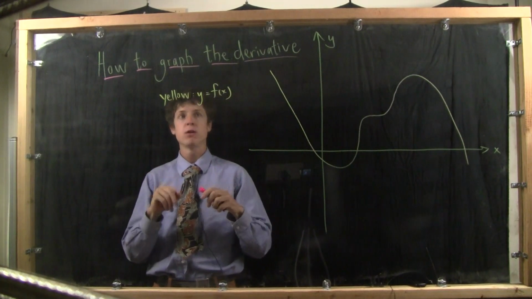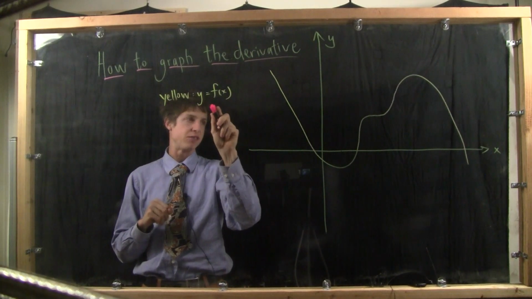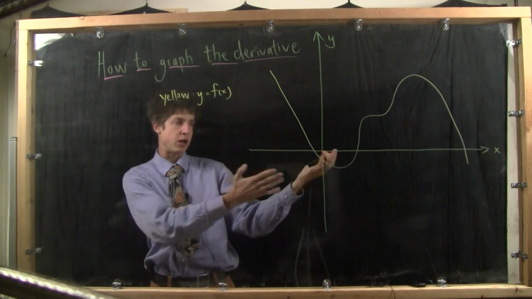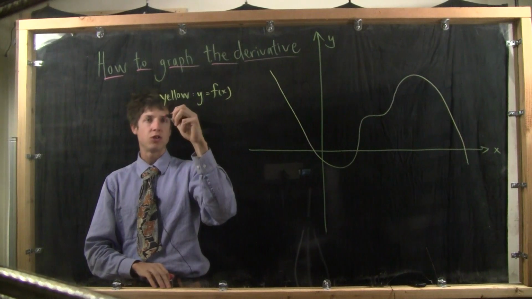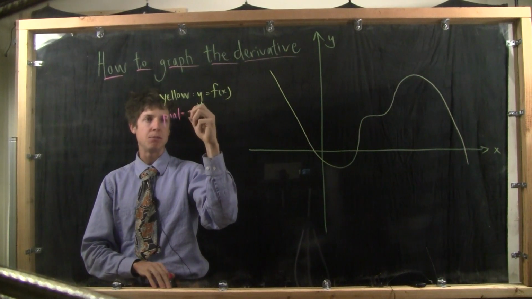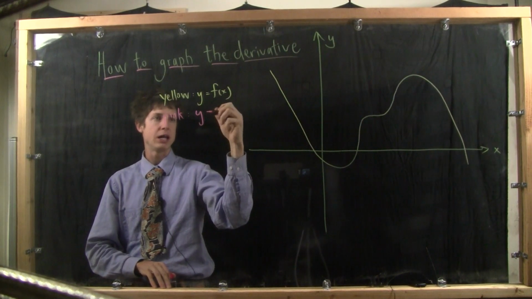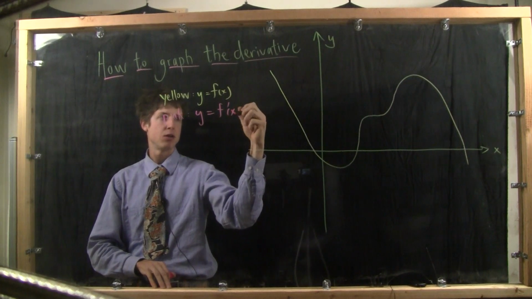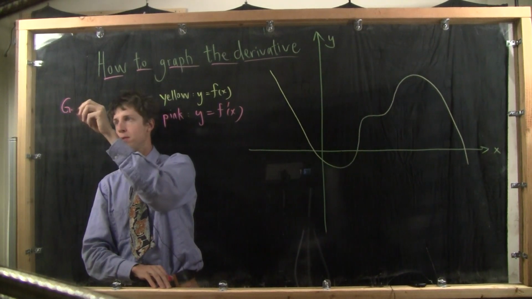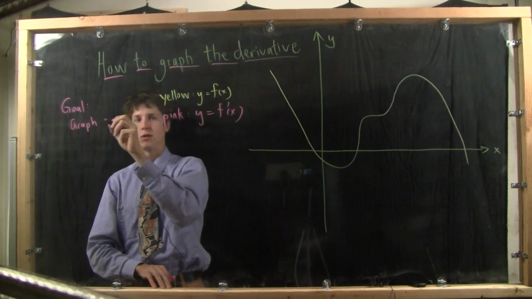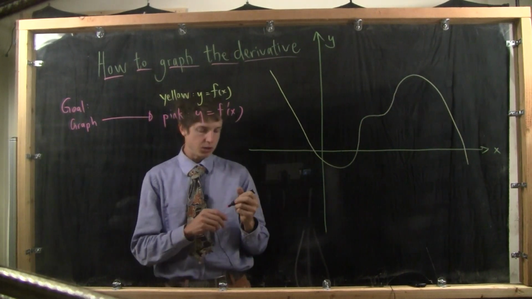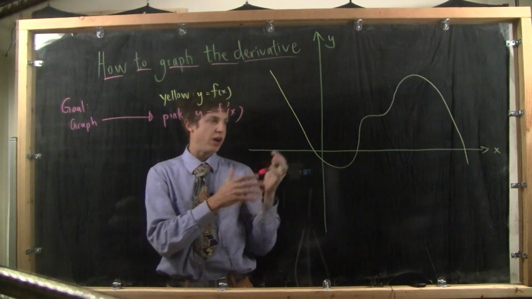So here's the problem. You're given a function, y equals f of x. You're given the graph of it right here. The question is, how do you graph the derivative? So the goal, in pink, we want to graph y equals f prime of x. So the goal, graph this one.